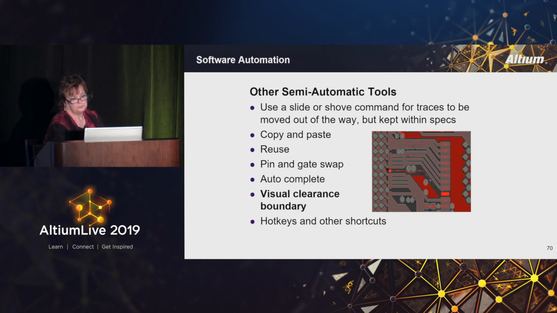This is another one where if you want to see how much room you have, how close you can move things together. This is a picture from Altium where it shows you actually the spacing area that you need around it, visual boundary clearance. You can also use other kinds of semi-automatic tools like hotkeys and skill tools and scripts and macros and slide and shove. All those kinds of things that they were showing you this morning are all things that you should look at. And when a new release of the tool comes out, go investigate that.